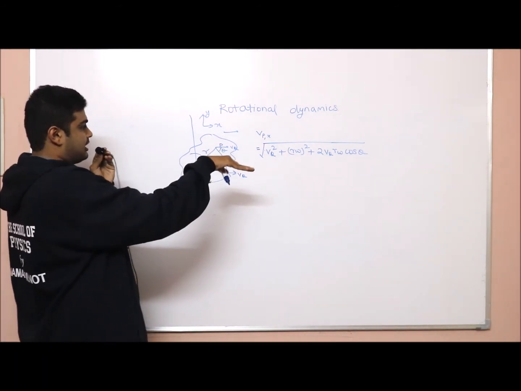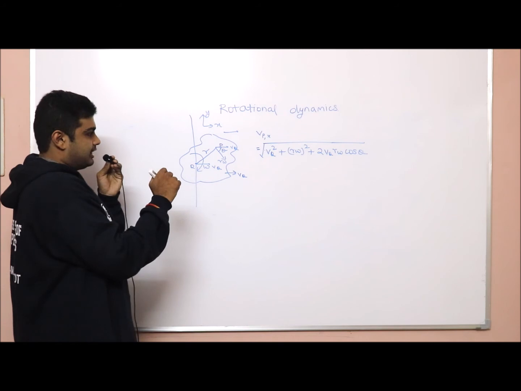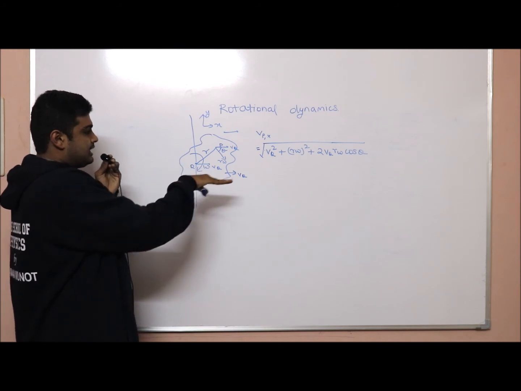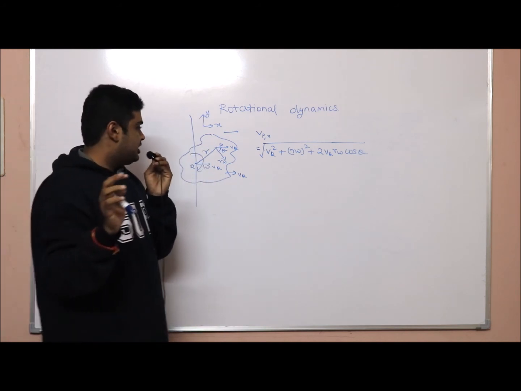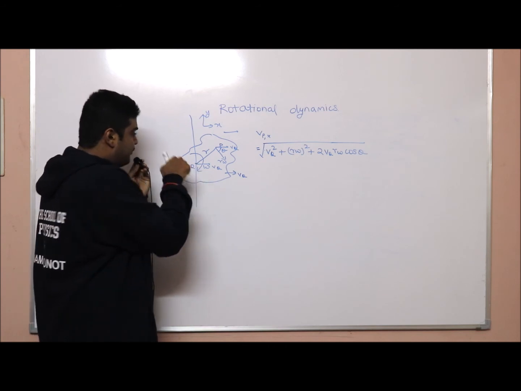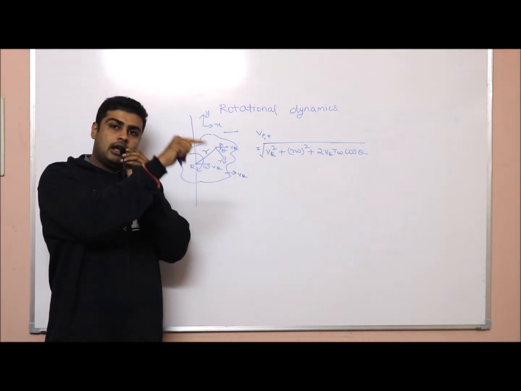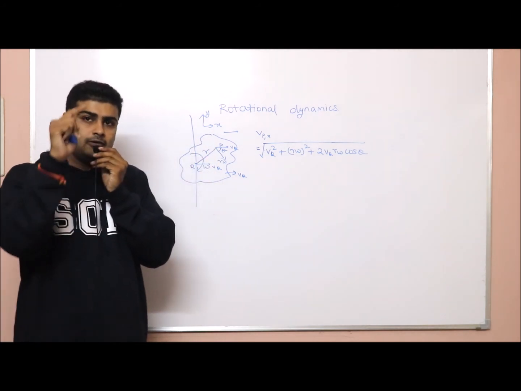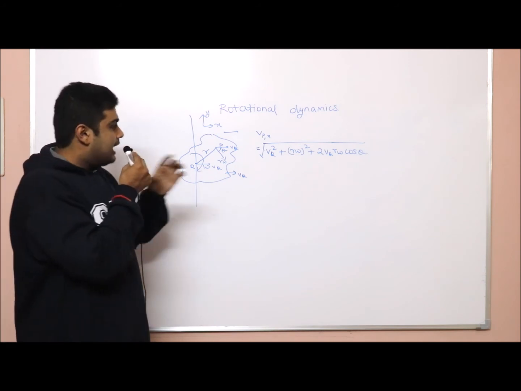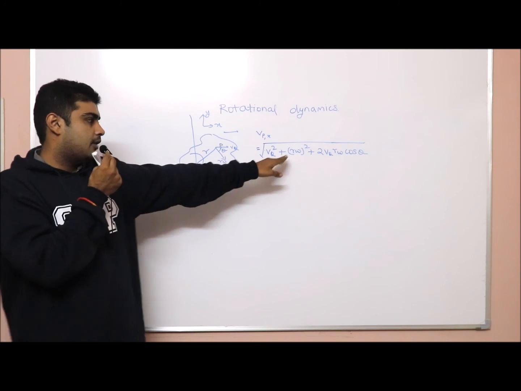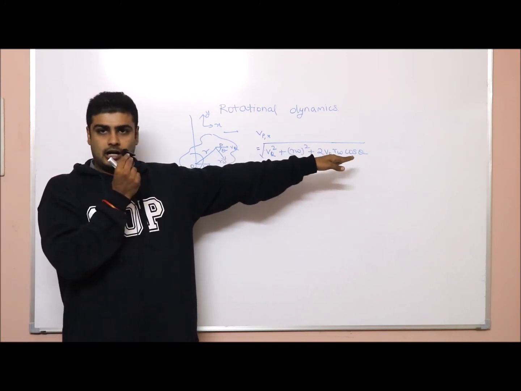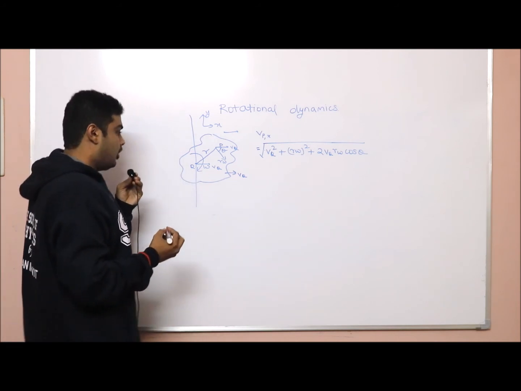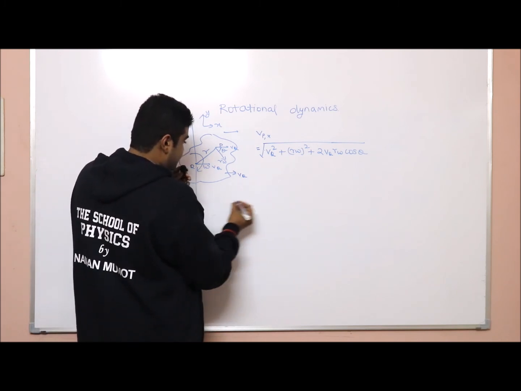So VP in the x direction will be... okay, so here I made a mistake. What I wanted to say is that the point Q is moving translationally at a velocity VQ, but the point P in the x direction won't move at velocity VQ. It will move at a different velocity, and the formula for that velocity is VQ square plus R omega square plus 2 VQ R omega cos theta. As simple as that.